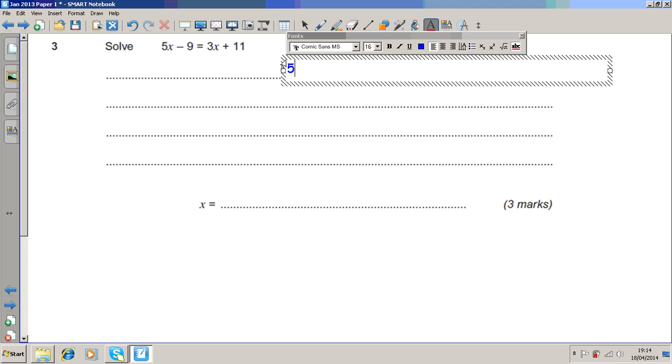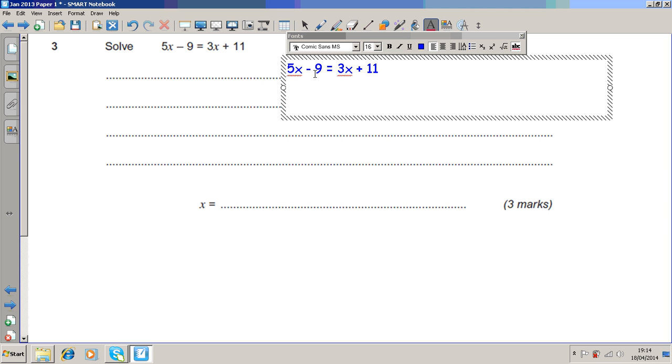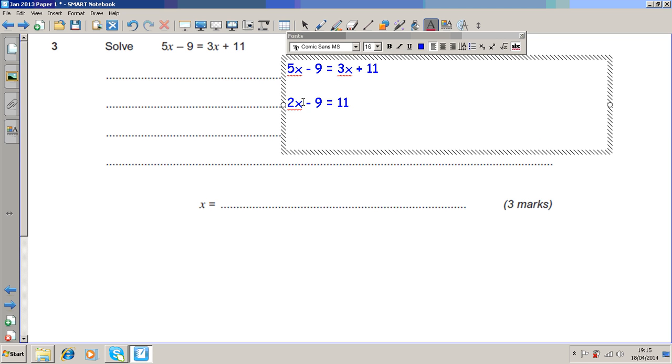Right, and the way I always do these is I always try and get rid of the lowest amount of x that I've got first. So we've got 2 sides of the equal sign. You've got a left side and a right side. I'm going to get rid of our lowest amount of x's. So I've got 3x here, so I'm going to take 3x off of this side and take 3x off of that side. So 5x take 3x is 2x minus 9, and I've got rid of the 3x, so I'm just left with 11. There. Now I'm going to get rid of the minus 9 by adding 9 to that side, which means I've got to add 9 to that side also.